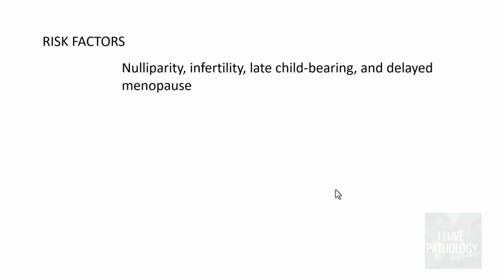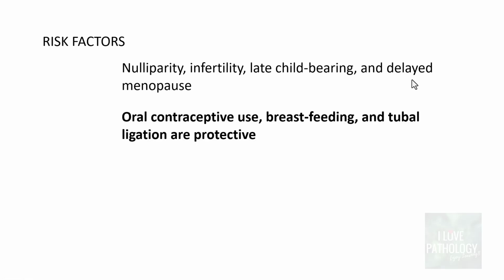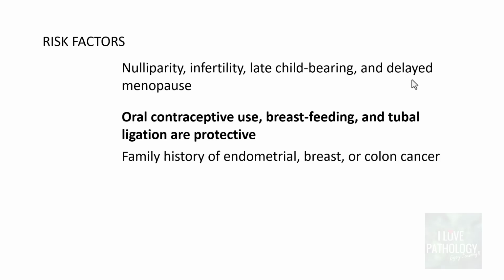Now let us understand the risk factors for the occurrence of ovarian tumors. Nulliparity, infertility, late childbearing, and delayed menopause. All these are important risk factors for the development of ovarian carcinomas. So, what are the important factors which can protect an individual from developing ovarian carcinomas? They are oral contraceptive use, breastfeeding, and tubal ligation.